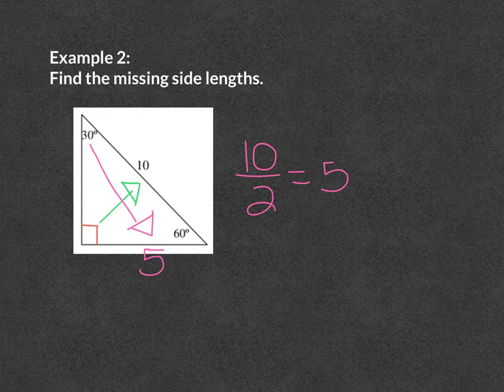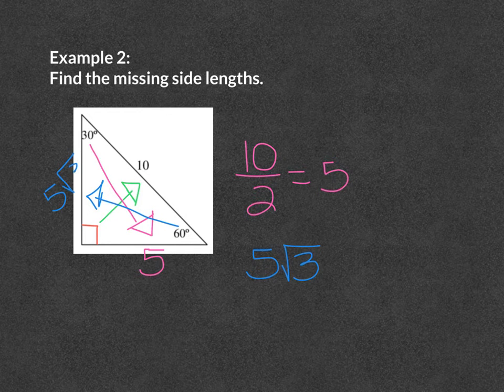Now in order to go from the 30-degree side to the side across from the 60-degree side, all I have to do is take my 5 and multiply it by root 3. So that means my answer to this side would be 5 root 3. And those are the missing side lengths to this triangle.